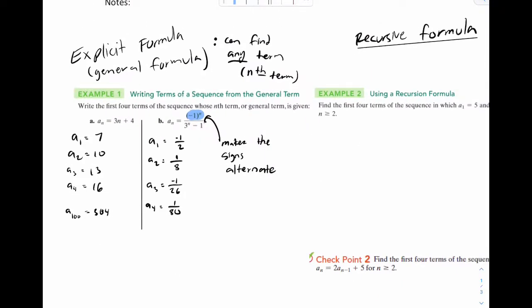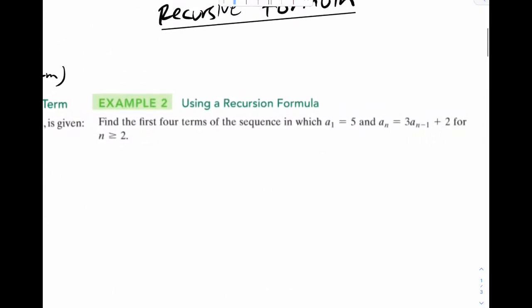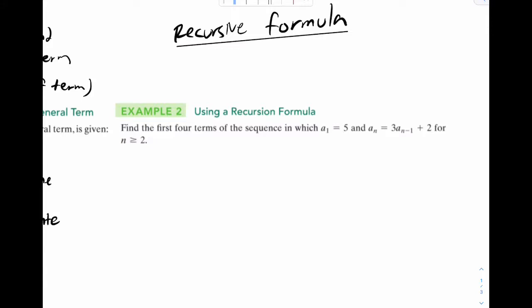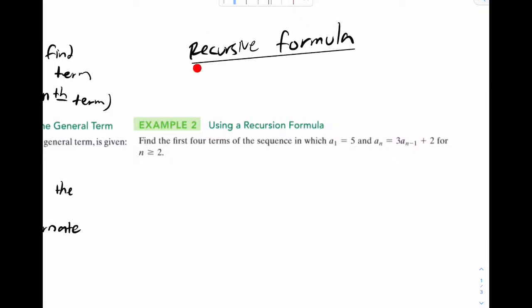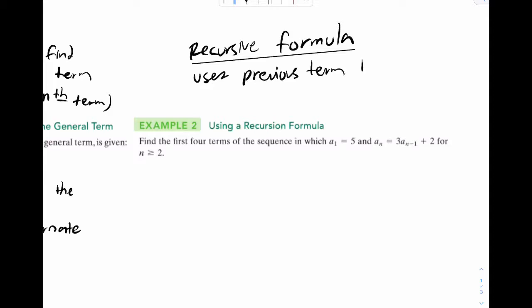So very helpful there. Now our next formula is going to be recursion. It says find the first 4 terms in the sequence in which a1 is 5, an is this thing, for n is greater than or equal to 2. So recursion, or the recursive formula, is a little bit different. The idea here is it'll use the previous term to find the next term.